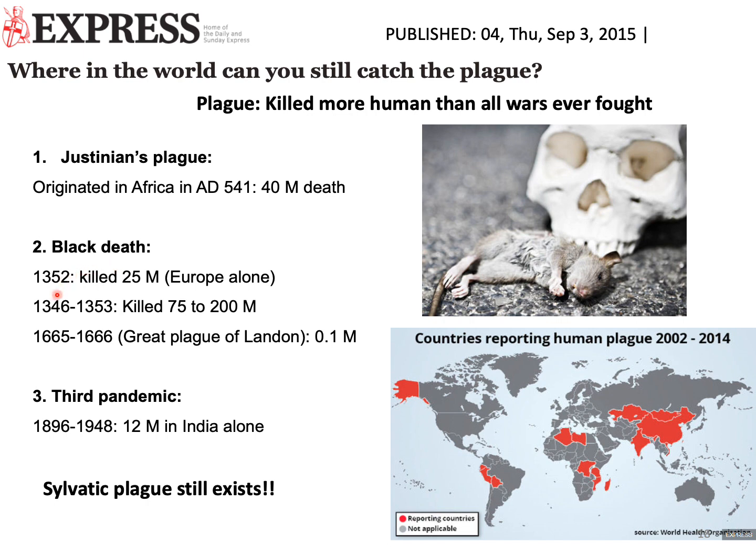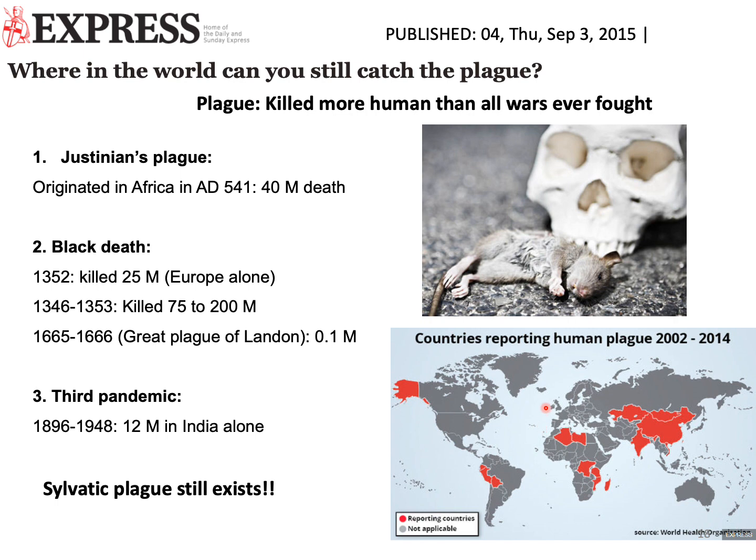So in 1352, it killed around 25 million people in Europe alone. And later on, 1346 to 1353, killed 75 to 200 million people all over the world. And in 1665 to 1666, which is known as Great Plague of London, it killed one-third population of England. And the third pandemic occurred in 1896 to 1948. It kills more than 2 million people in India alone.